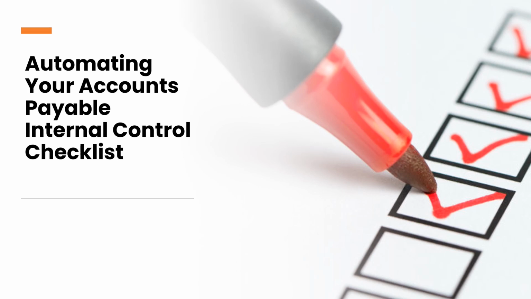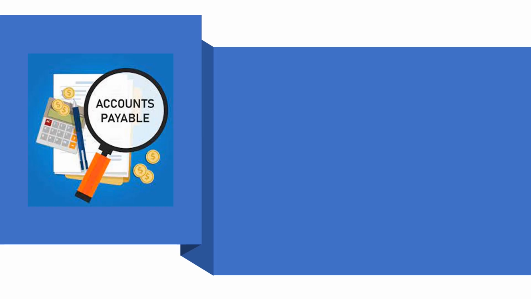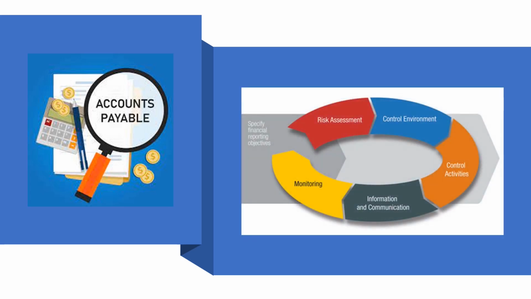Today, we're going to talk about automating your AP internal control checklist. Let's get started. An accounts payable internal control checklist allows you to achieve the goal of strong internal controls. After all, accounts payable is one of the most vulnerable areas for fraud for any business, and errors or fat finger mistakes can cost your business money, time, and embarrassment. So having strong internal controls, proper processes and procedures, checklists, and regular audits is essential.